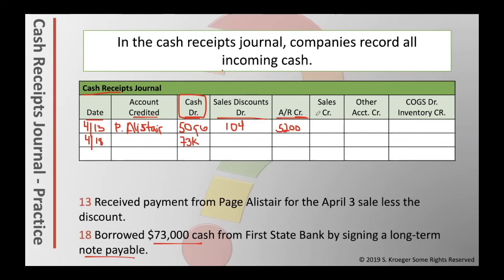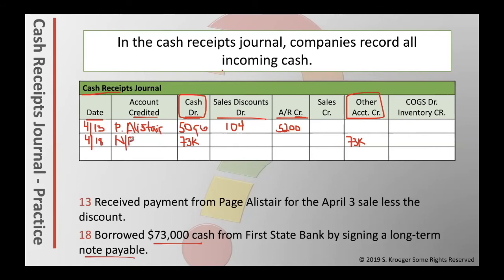We look up top, we don't have an account that says notes payable. This means we have to use the other account. We'll be putting the $73,000 here only because we do not have a note payable account already at the top for us. In the box, we have to write in note payable so that we know what the name of the account is. Because other account is not an account name, it's just letting us know that it's another account besides the ones that are listed. So we do have to write in note payable here.